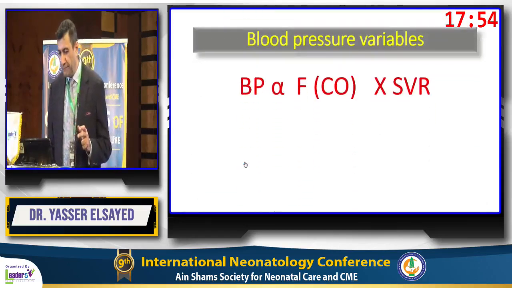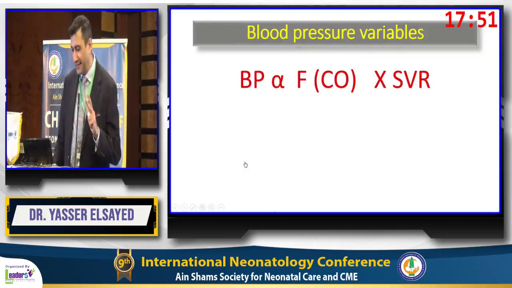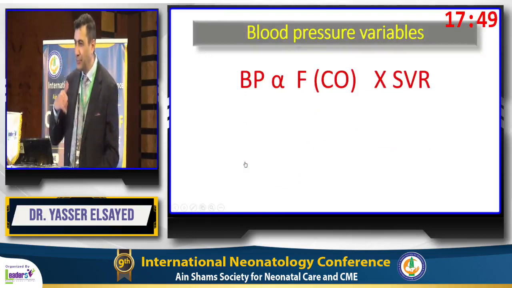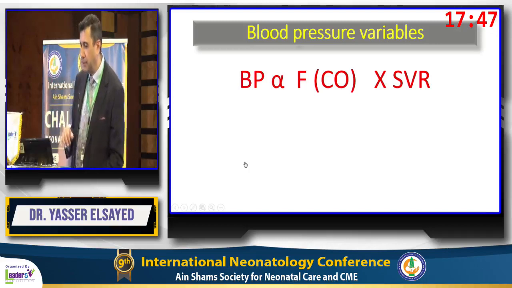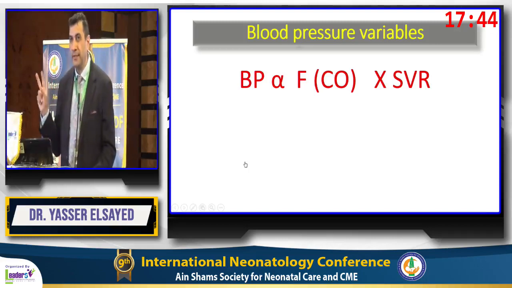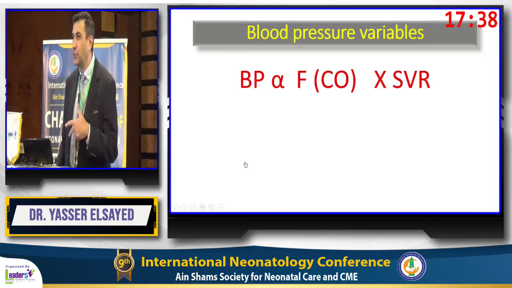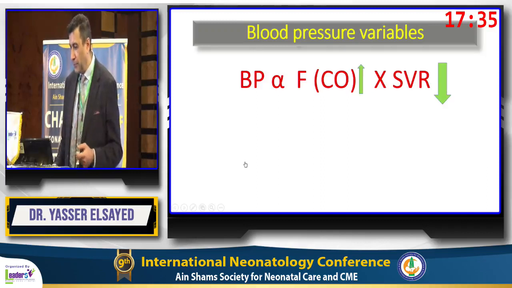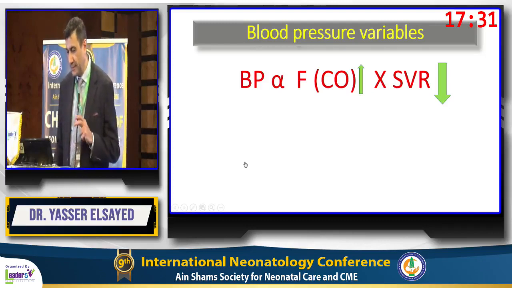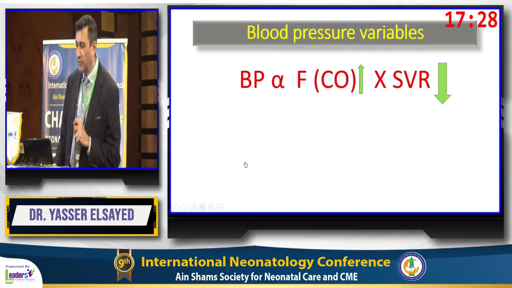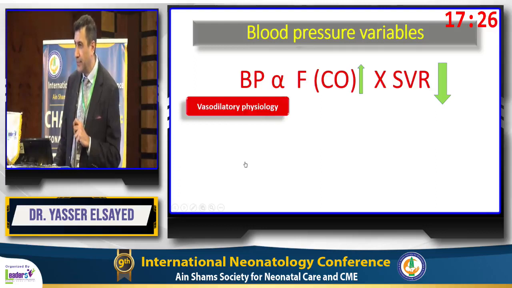So the blood pressure variables: that's the most important slide to understand in this presentation. Again, as we described in the previous presentation, blood pressure is directly proportional to two things: cardiac output, or the blood flow, multiplied by systemic vascular resistance. And we need to understand which one is affected more than the other. When you have low systemic vascular resistance and cardiac output might be slightly high, this is consistent with vasodilator physiology. The resistance is low because of loss of vascular tone.